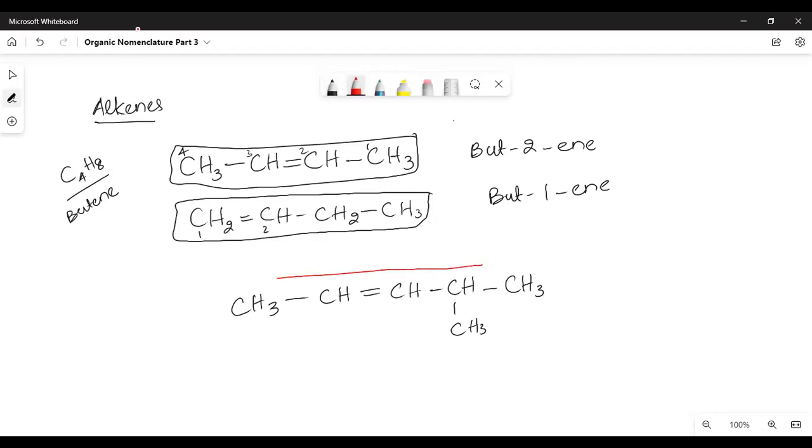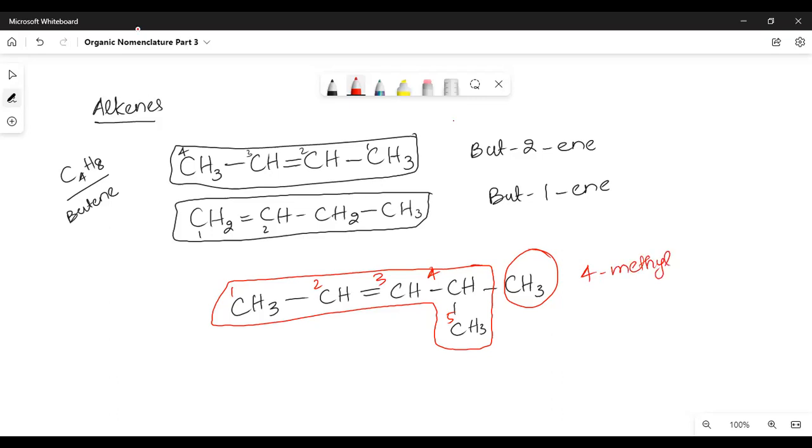It's actually pretty simple. This time, let's go for a little bit of a change since that's also possible. Now, you can't really start numbering from here just because the branch is going to get number 2. Remember, among branch and functional group, most of the time, the functional group gets the preference. This becomes number 1, number 2, number 3, number 4, and number 5. So it becomes 4-methyl pent-2-ene.